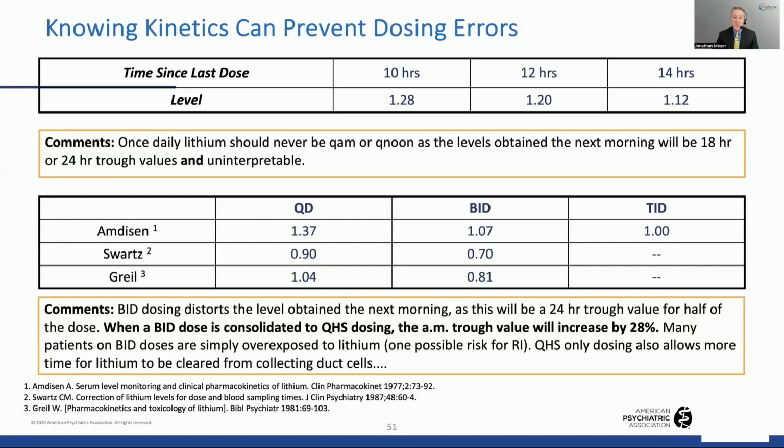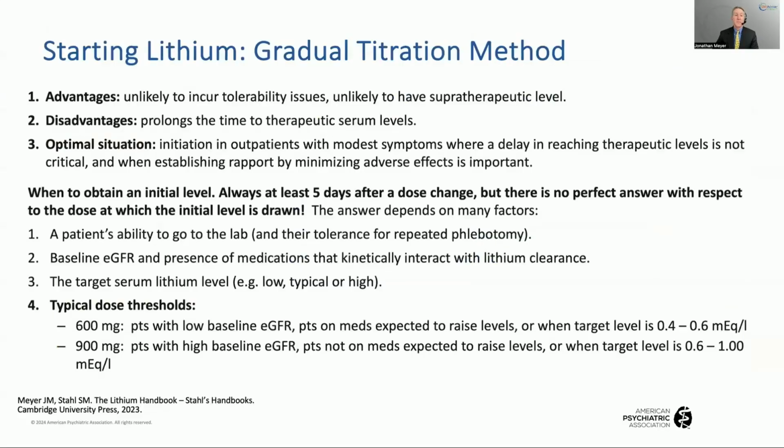And that's why people were fooled. They think, oh, this person's level was 0.81 in the third study by Greil. That's fine. Well, really, that level is above 1, and chronically, that's going to cause a lot of renal harm. It's an important lesson about the dangers of multiple daily dosing: you're really not getting the accurate level. Once you push it all to QHS, your level will go up on average 28%, and you might realize, gosh, I was exposing somebody to more lithium than they really needed.